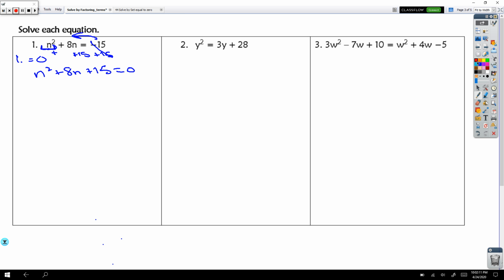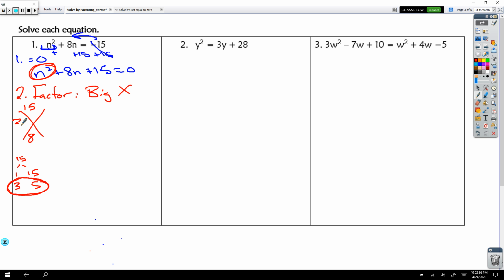Step 2, we're going to factor. Here I see that n squared is by itself, so we're going to do big X. So setting up my big X, factors of 15 that add up to 8. So my factors of 15 are 1 and 15, 3 and 5. I see it right off the bat there. The only way to add up to get 8 is with positive 3 and positive 5. So two factors, x plus 3, x plus 5.